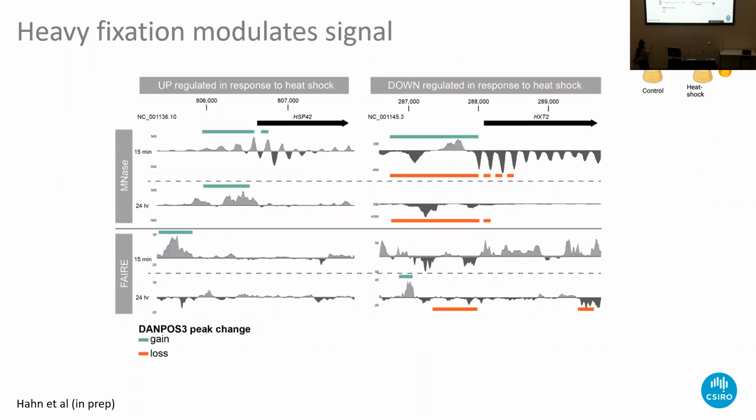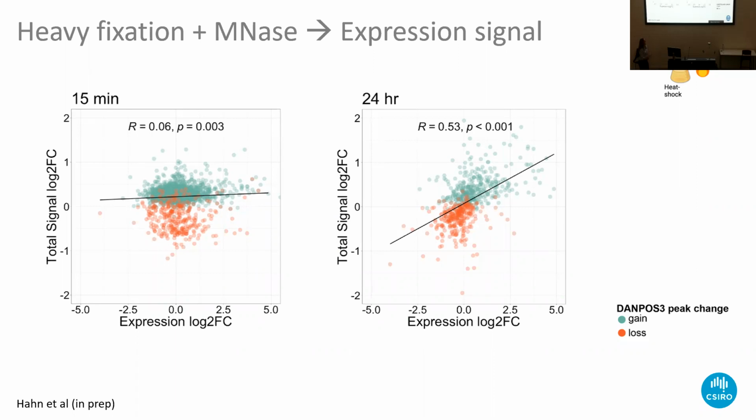Because I mentioned here in these depletion regions, a fresh sample has a signal that's fairly low, but in a depletion sample here with heavy fixation, it's really, really low. So something else is happening here. When I did an analysis of the correlation between gene expression through RNA-seq on the x-axis and total signal height on the y-axis, under normal fixation conditions, there isn't any signal. It's either up or down, and it doesn't really matter how high it is.